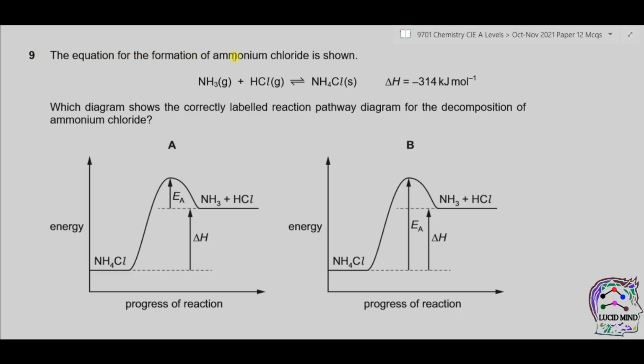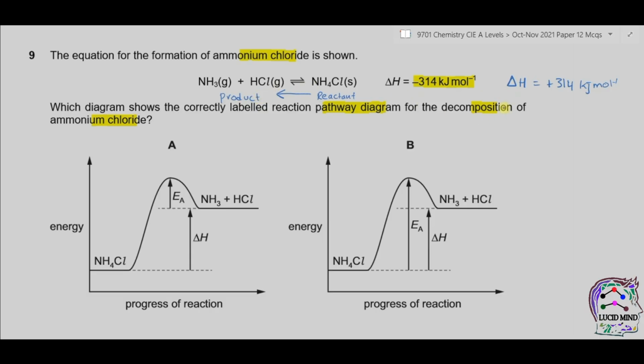Question 9. The equation for the formation of ammonium chloride is shown. Ammonia reacts with HCl to form ammonium chloride and enthalpy change is negative 314 kilojoules per mole. Which diagram shows the correctly labeled reaction pathway diagram for the decomposition of ammonium chloride? Now they have given the decomposition of ammonium chloride, which means that the reaction will be backward. And when the reaction is backward, the enthalpy change will reverse, so it will be plus 314 kilojoules per mole. And for the reverse reaction, ammonium chloride will be the reactant and this side will be the product.